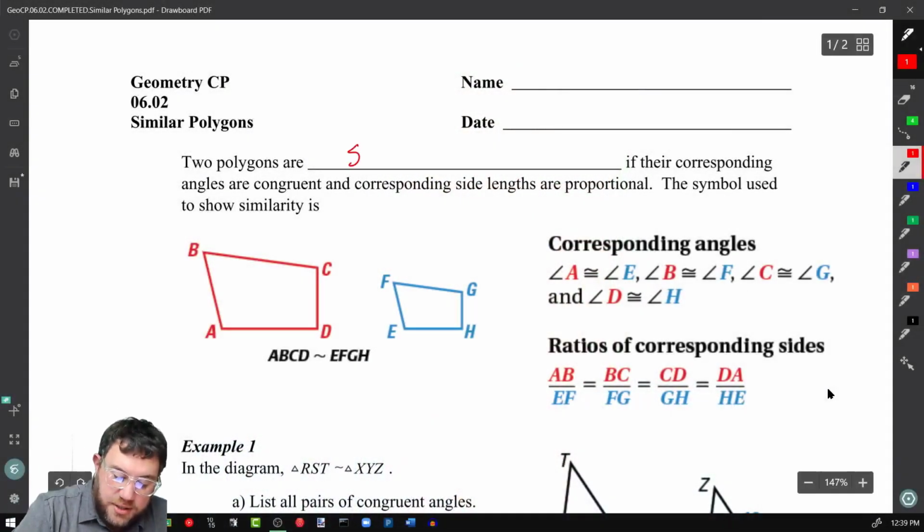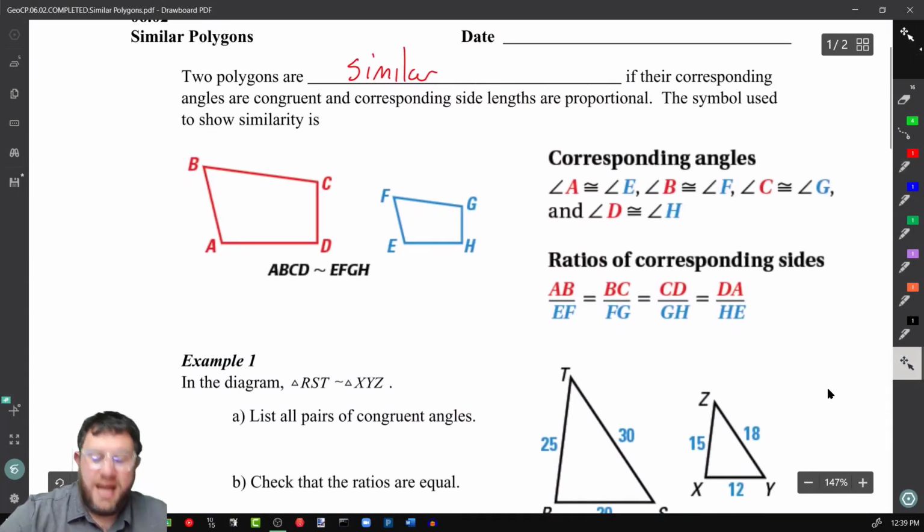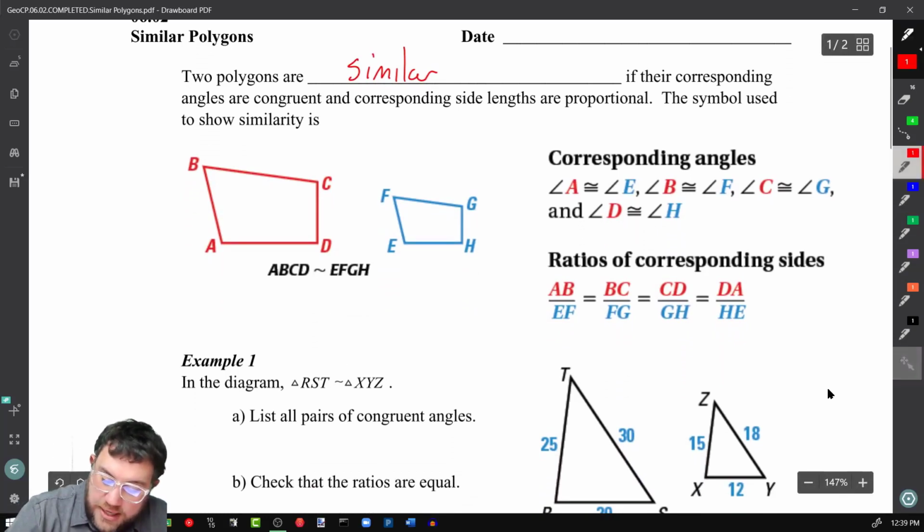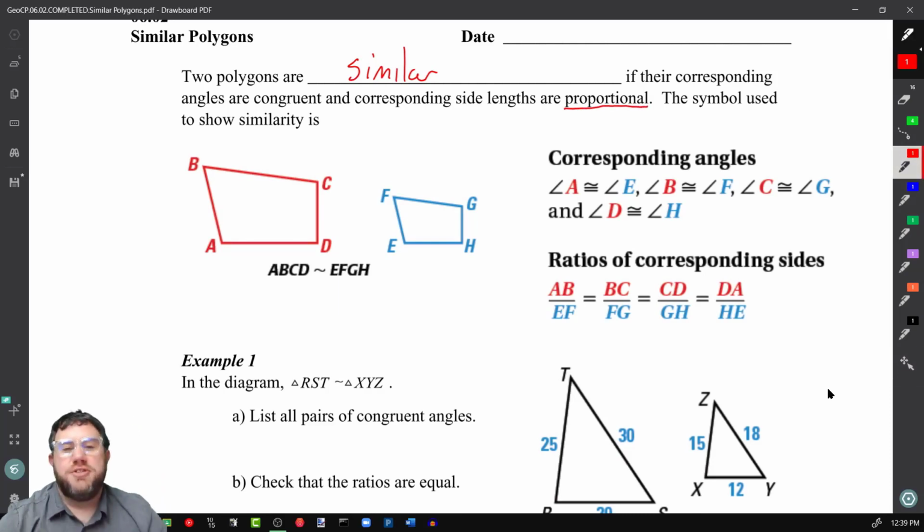Two polygons are similar if their angles are congruent and the corresponding sides are proportional. Now, you might not remember what the word proportional means, but it means you can set up a fraction. This fraction equals this fraction. So you can have two fractions and they're going to be equal to each other, whether one is the reduced form of another or both of them are unreduced forms of some other fraction.